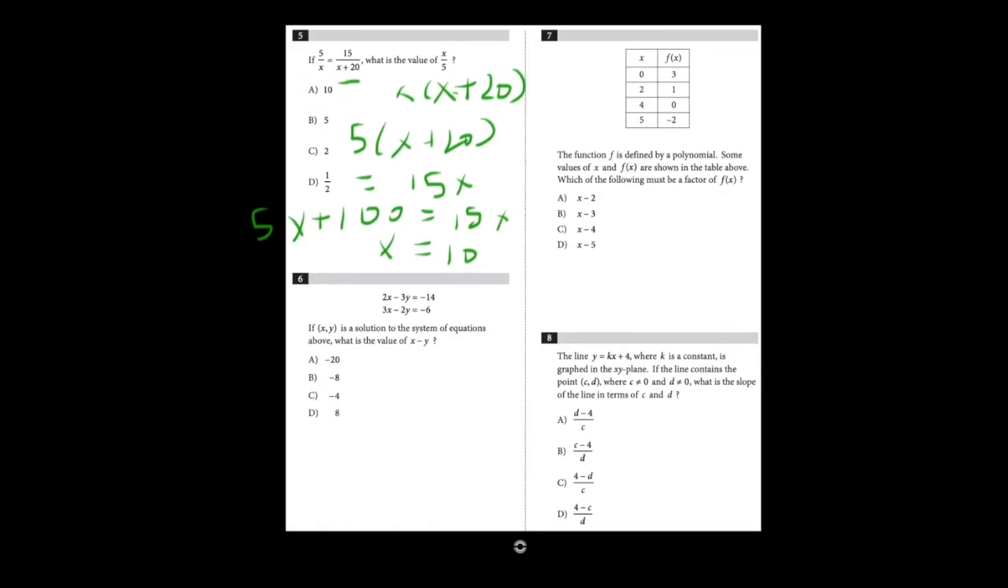But wait, no it isn't. It's x over 5, which is 10 over 5. I didn't read the question. X over 5. So we've solved for x. So 10 over 5 is equal to 2, and our answer is C.